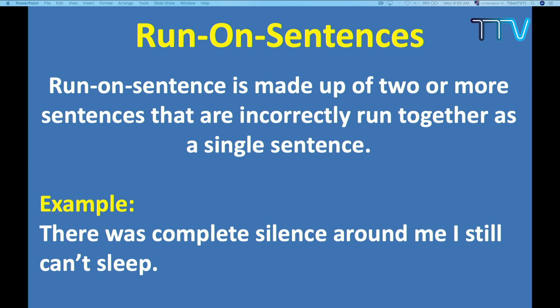So if you look at this sentence, you know that there are two independent sentences. "There was complete silence." "I still can't sleep." Now, if you look at these two sentences, there are two independent sentences. "There was complete silence" is one full complete sentence, isn't it? "I still can't sleep" is also a complete sentence. But these two sentences have been considered as one.